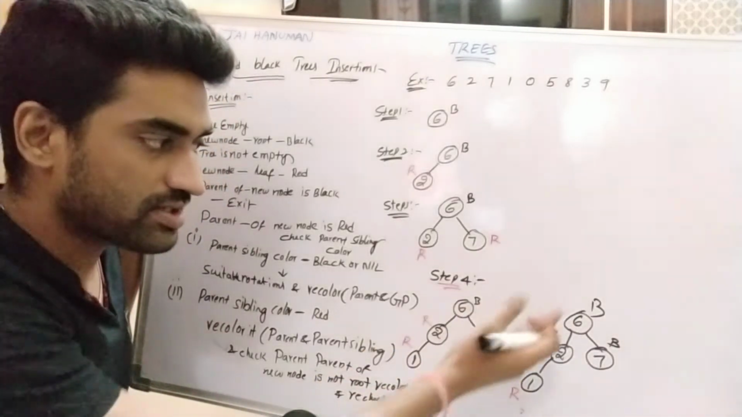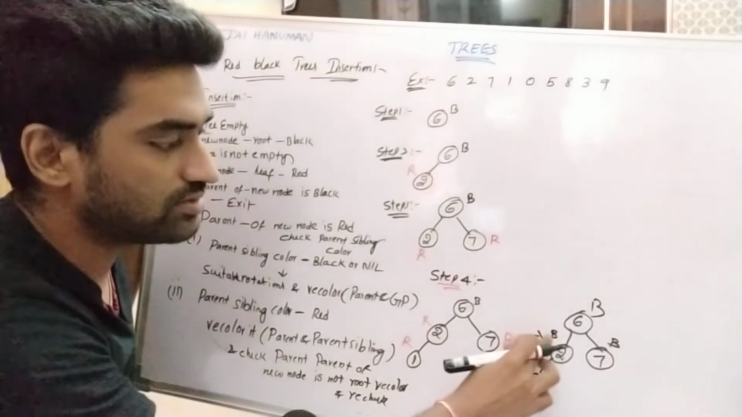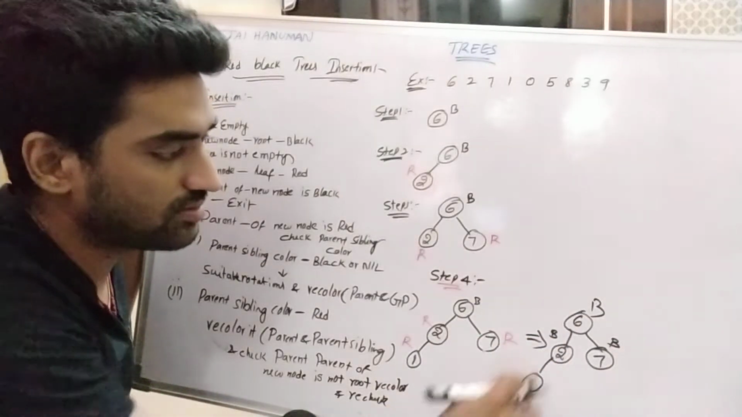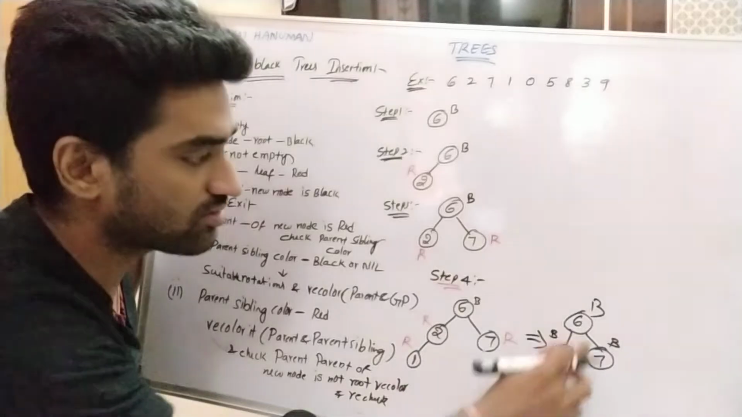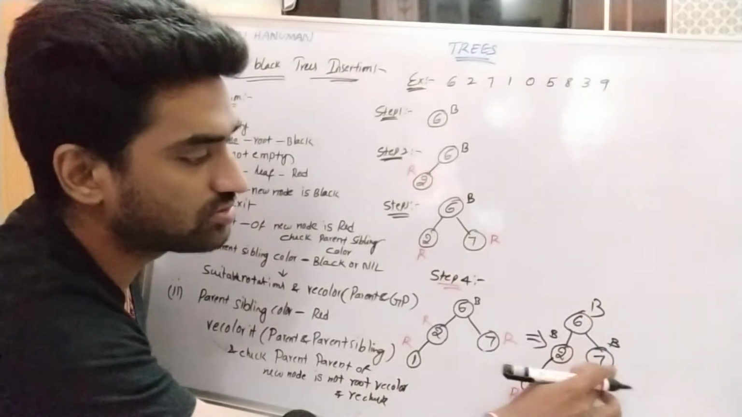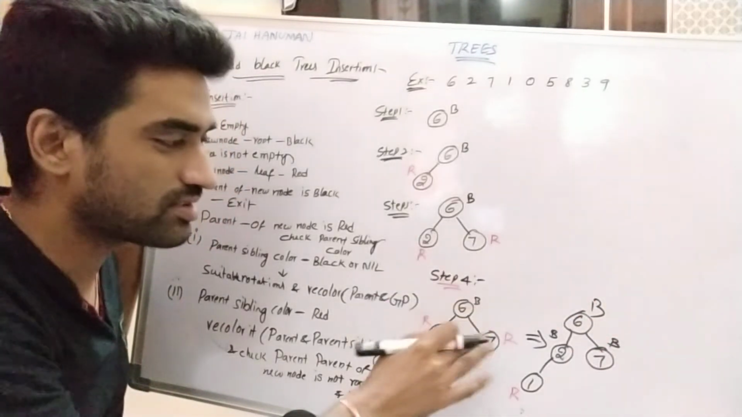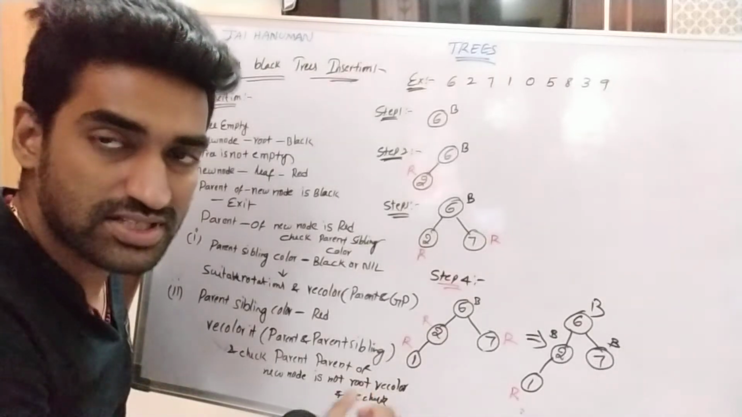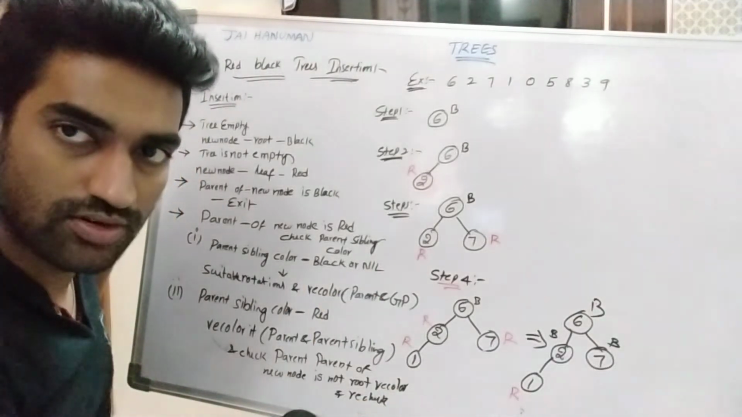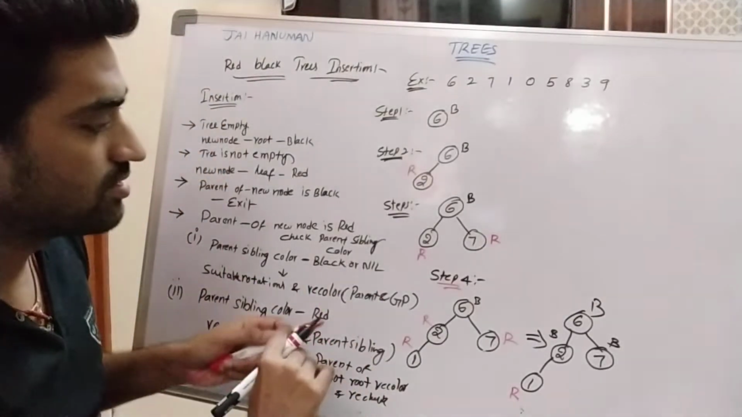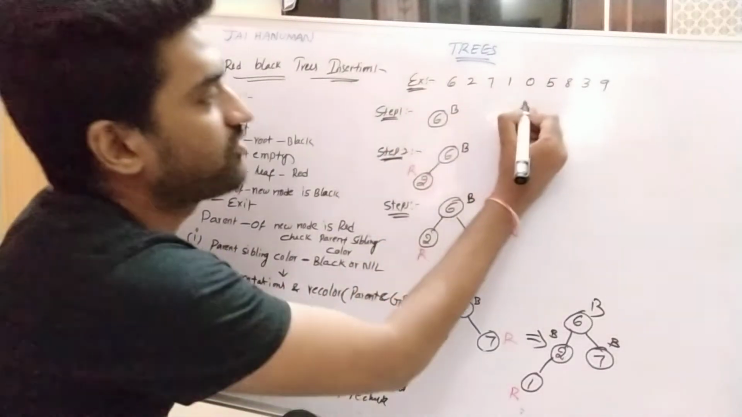Now check all the properties of red black trees. So here 1, 2, 3 black nodes on each path. Here I am not writing nil nodes. After completion of the entire insertion, then I am writing the nil nodes, right? So then what is the next step? Step 5.